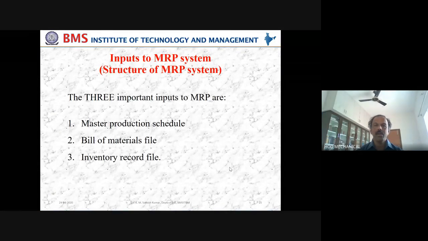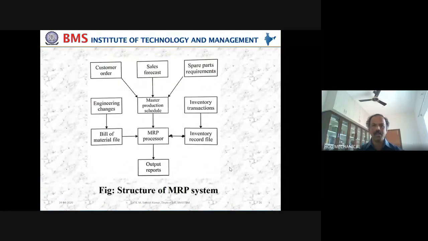Now for the MRP to function in an effective manner, the MRP processor will get information from the following three items. The major inputs to make the MRP work successfully or efficiently are: number one, the master production schedule file; number two, the bill of material file; number three, the inventory record file. So what are all these? Before that, we'll try to understand this block diagram.